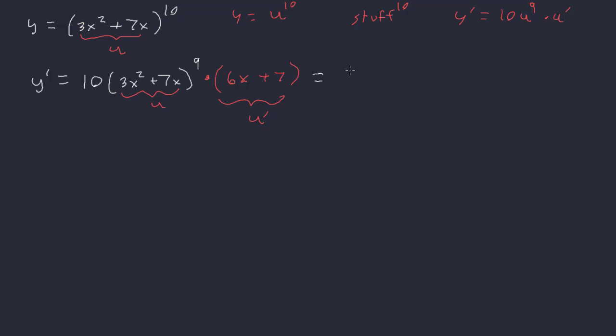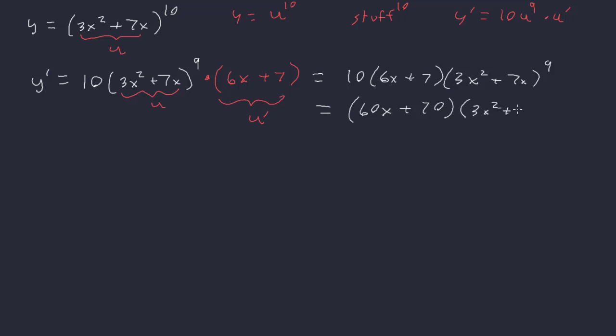All right, so we could now just simplify this if we want. We could move this out front, and then multiply it by the 10. We don't have to. We can leave it like this. I'm going to leave it like this for a second, just to show that this is how you can leave your answer if you want. But probably the furthest way you could simplify this is distribute the 10 through to give you 60x plus 70 times 3x squared plus 7x raised to the 9th. But again, I tend to just leave it at this step here.